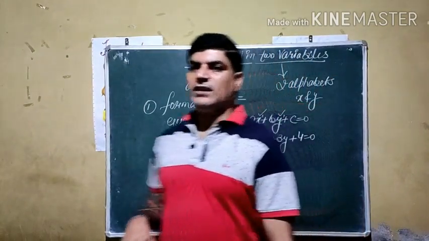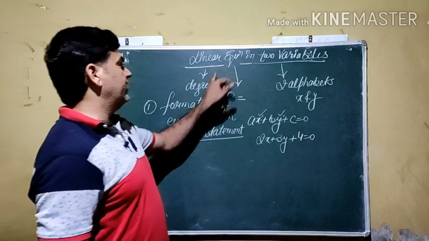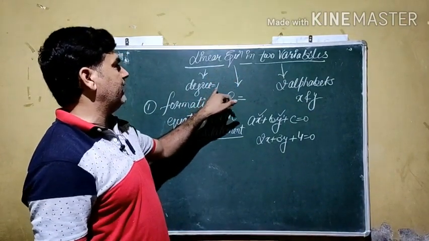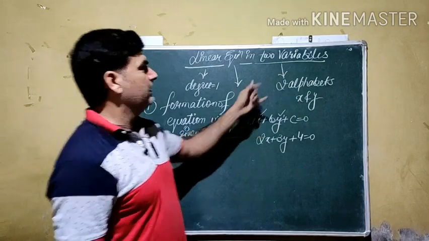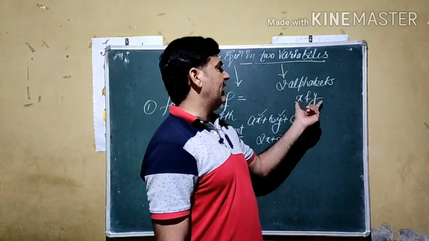Today we are going to discuss another topic of class 10th, linear equations in two variables. What is the meaning of the name of the chapter? Linear indicates that the highest power, the degree of the variable, should be 1. Equation means the comparison of two polynomials. Two variables: generally we take x and y here.